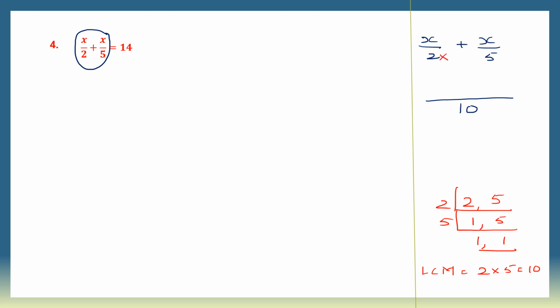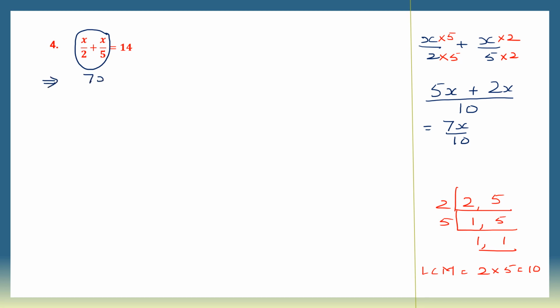Let's get the new numerators. 2 5s are 10. So x into 5 is 5x. Plus, on the other side we have 5 2s are 10. So x into 2 will be 2x. Now 5x plus 2x is 7x and the denominator is 10. So we're going to use that here.